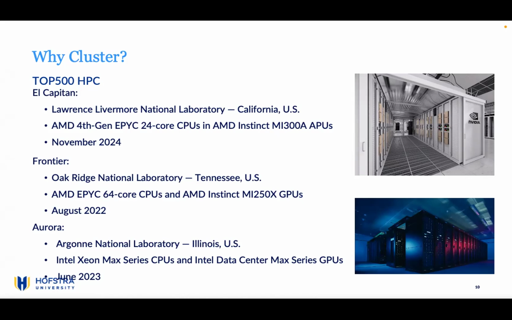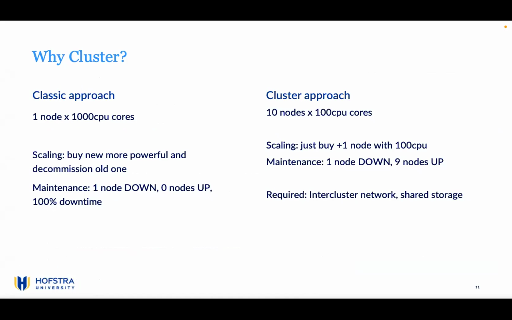The answer is simple. They use a cluster approach. Imagine we need 1,000 CPUs for a task. There are 2 approaches for how we can do that. The classic approach: we buy, build, or create one server with 1,000 CPU cores. Okay, it's possible, but the problem is the price is not linear.